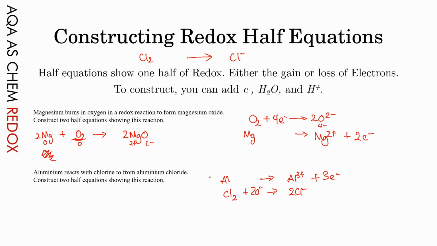Now, what you can do is combine these and cancel out the electrons to get a balanced equation. Since this one has 3 electrons, if we do 2 lots of that, this will have 6 electrons. And if we do 3 lots of that, it'll have 6 electrons on the other side. So this 2 becomes 6 because 2 times 3 is 6. And so if you add them together, 2Al plus 3Cl2 makes, and these two will come together to form a compound.